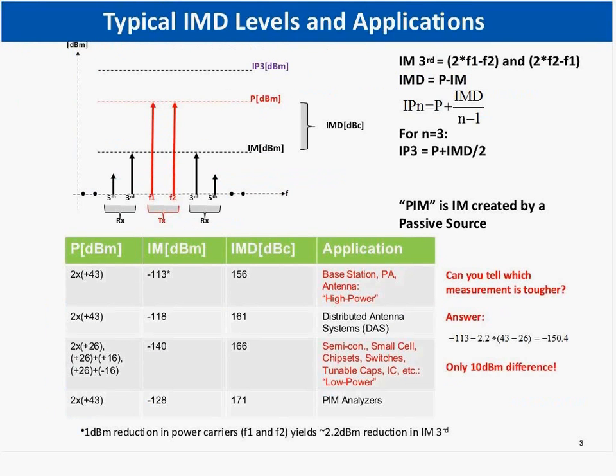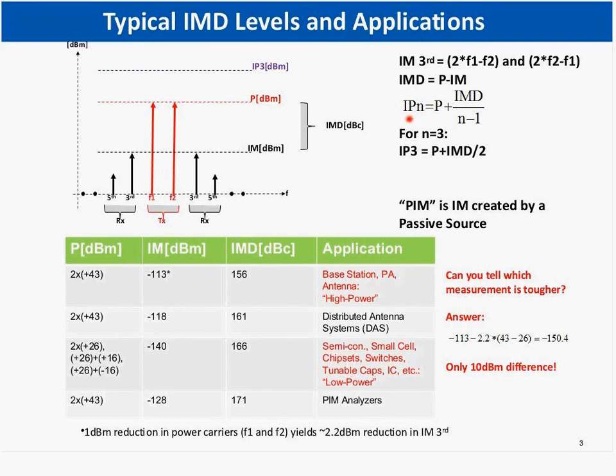Okay, before we start, let's just have a common denominator of expressions and numbers. The typical IMD levels that we are going to focus on here are going to be created by two tones, usually in the TX band. Since the third level is the most critical, we're going to refer to the third level as representative of all IMs. So the IM third is 2 times F1 minus F2 and 2 times F2 minus F1. The expressions on the right-hand side you should all be familiar with.